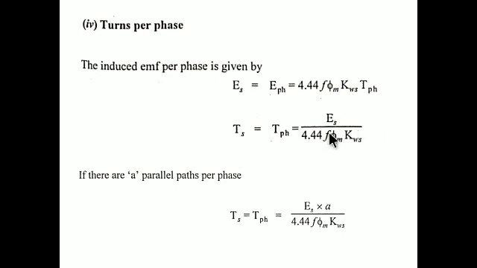All other data are simple. E is nothing but the stator voltage. Then F is nothing but frequency. Phi is nothing but maximum flux. Then Kws is nothing but the winding space factor. If we have data of parallel path A, the equation has been rearranged by multiplying the A into the Es value. So this is the same equation while considering the parallel path in a problem.